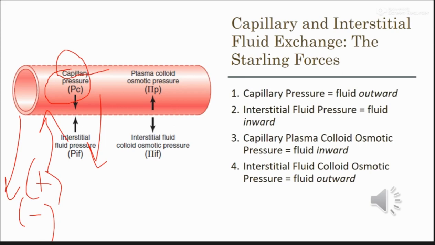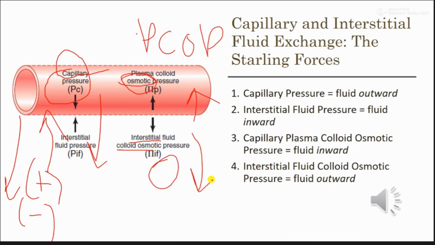Next is your capillary plasma colloid osmotic pressure, or PCO. What it does is cause osmosis of fluid inward, so the arrow points inward. This means the osmotic pressure is high, with a lot of substances or solutes there. The same goes for the interstitial fluid colloid osmotic pressure. It has many colloids or substances inside, so it moves the fluid outward, pulling it. The sum of those is your NFP, or net filtration pressure.